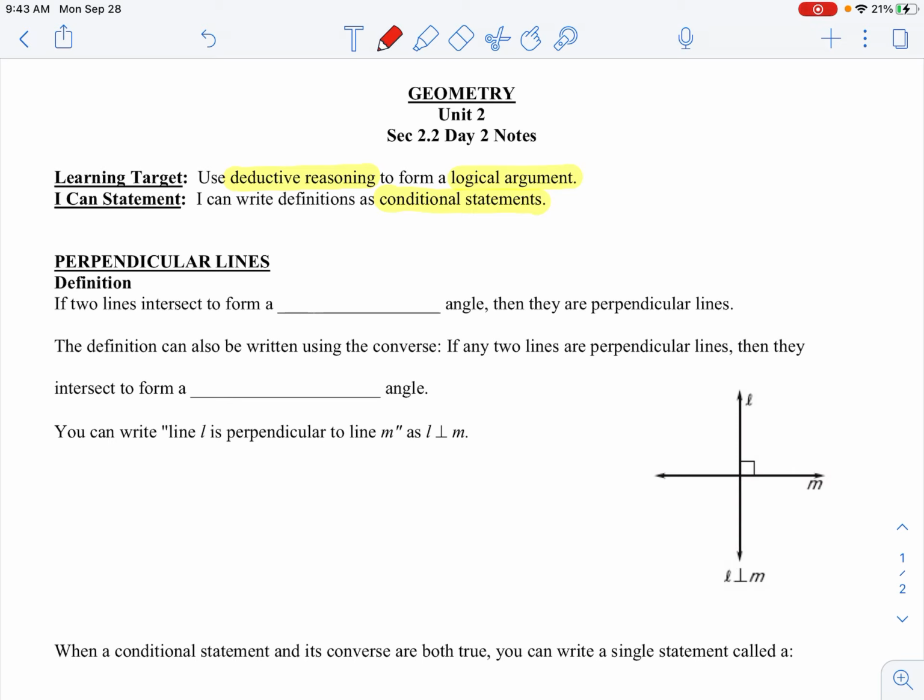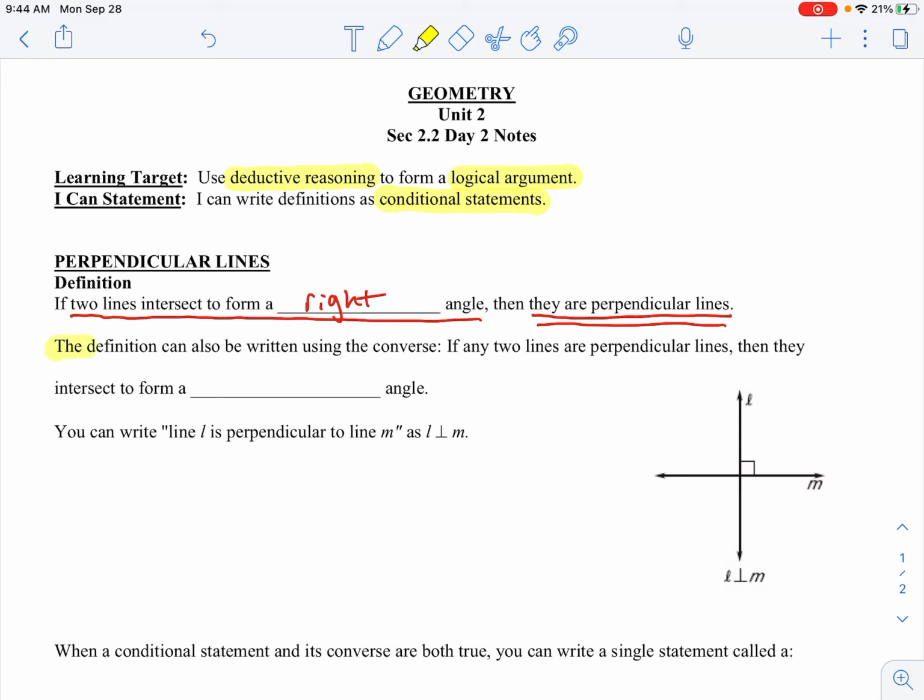With a little bit more of geometric ideas. Here's something you might be familiar with. It's called perpendicular lines. If two lines intersect to form a right angle, then they are perpendicular lines. Now, the cool thing about this definition is you can see here that I have my if, which contains my hypothesis, two lines intersect to form a right angle, and then the then, which has a conclusion: they are perpendicular lines, just like when we were talking about conditional statements.